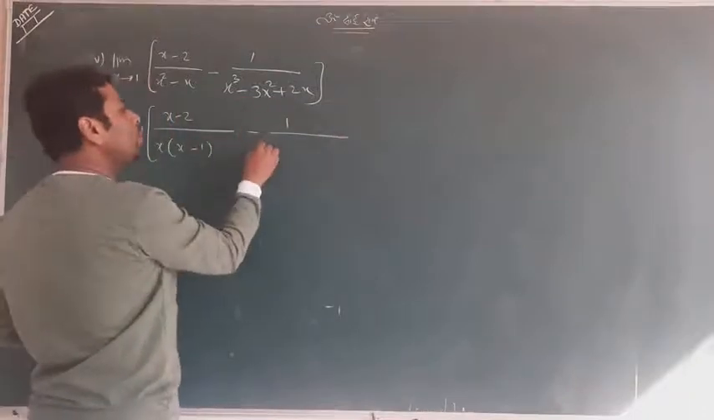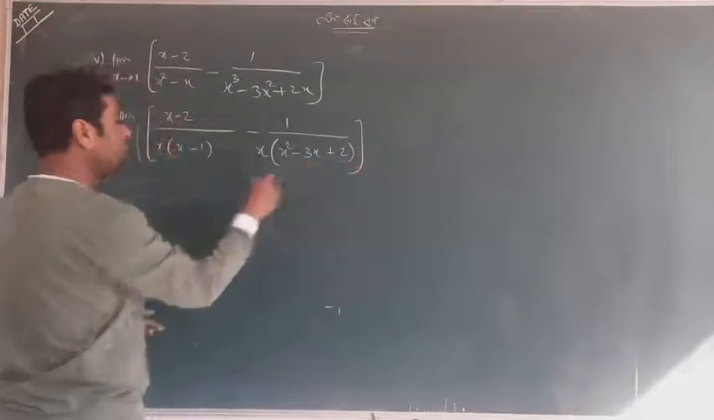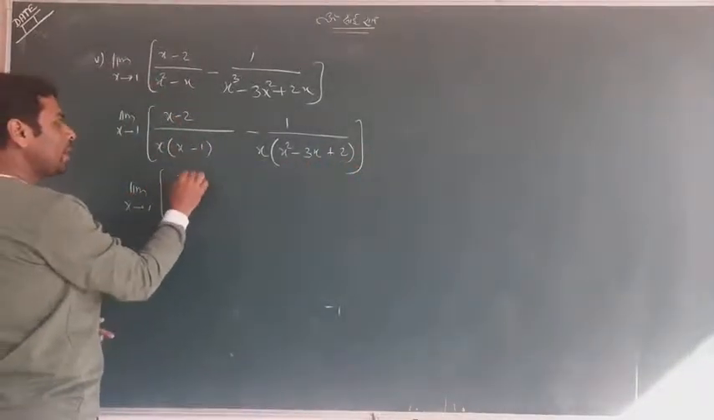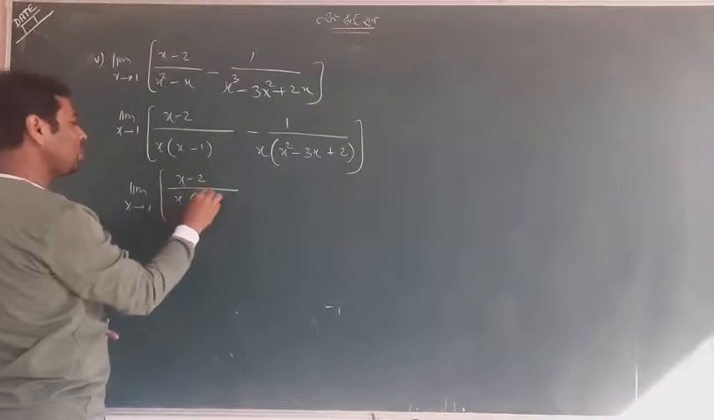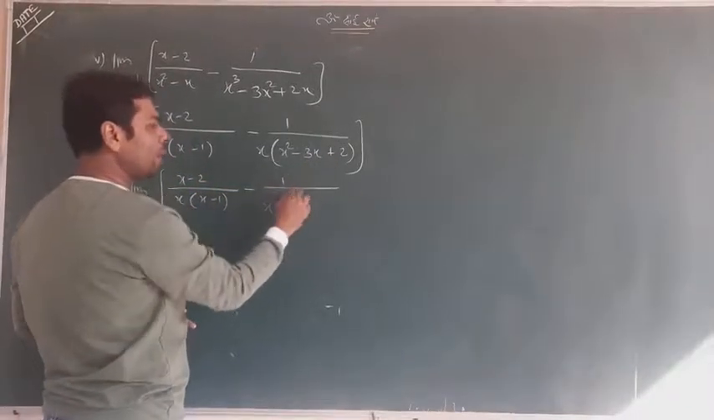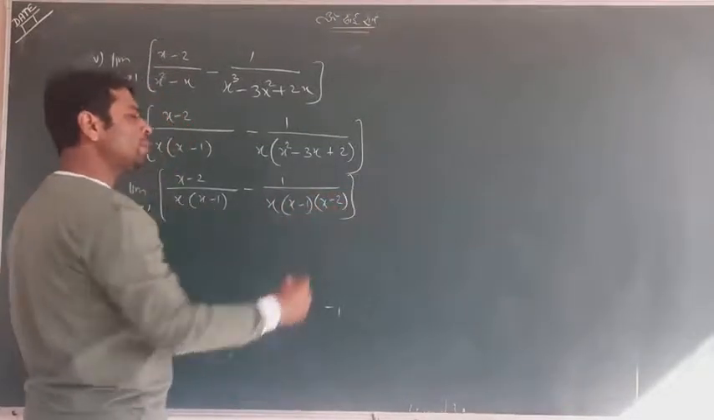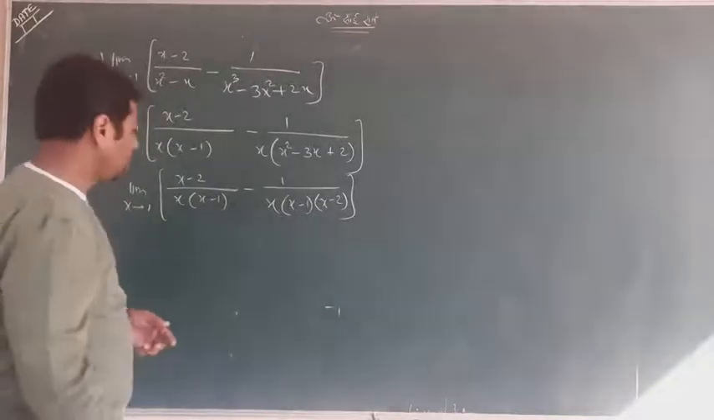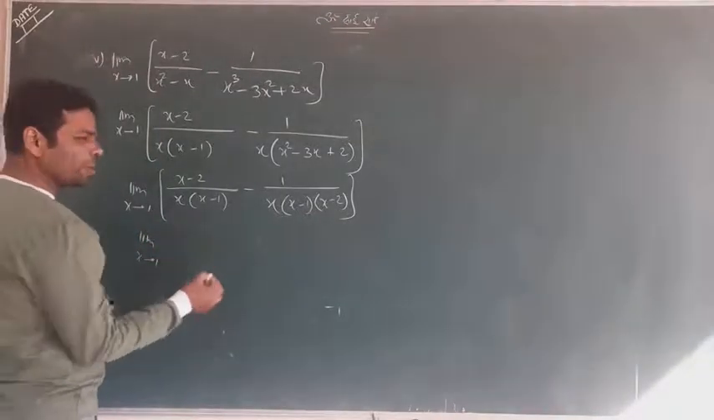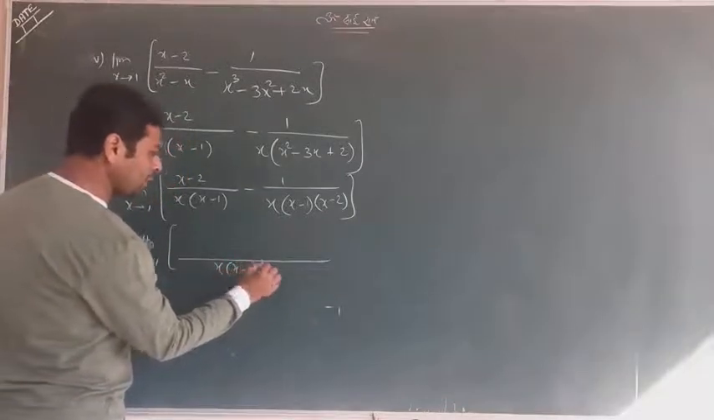Take x common from each term, like that. Afterward, x tends to 1. (x minus 2) upon x and (x minus 1) upon x. Now this term can be separated or factorized by middle term splitting: x minus 1, x minus 2. Now take it common or take an LCM, whatever you can choose. Suppose LCM I am taking x minus 1, x minus 2.